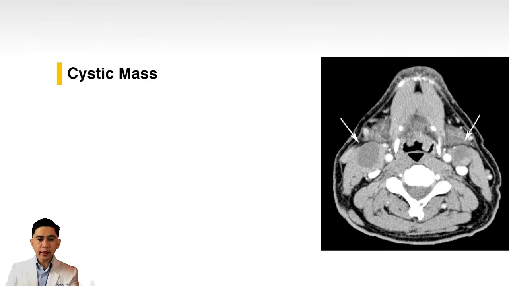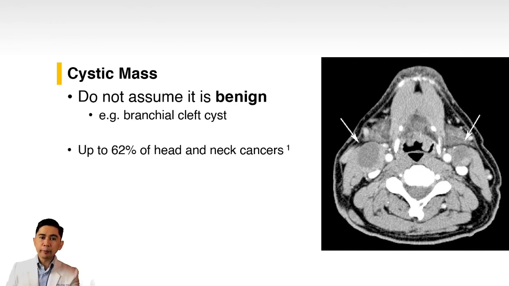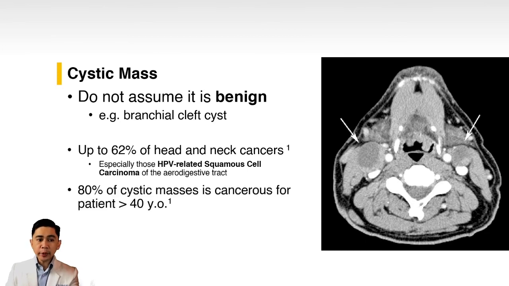When we're talking about cystic masses, just like in this picture, do not assume that it is benign. In fact, up to 62% of head and neck cancers are cystic in nature, especially those HPV-related squamous cell carcinoma of the aerodigestive tract. 80% of cystic masses are cancerous for patients 40 years old and above, according to studies.